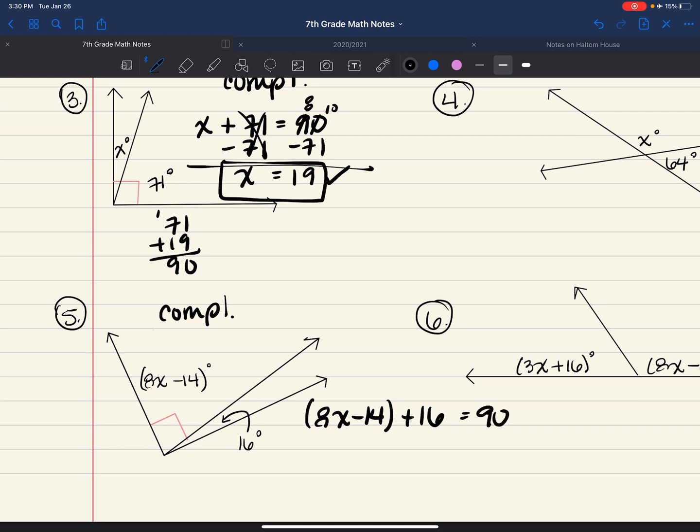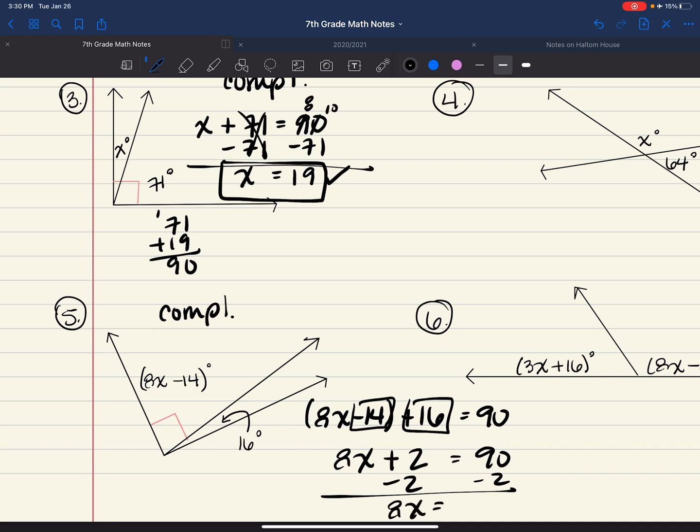Well, let's combine our like terms. I have negative 14 and positive 16 as my like terms. So 8x plus 2, because 16 minus 14 is 2, equals 90. I see addition, so I'm going to do subtraction. 8x equals 88. And then quick mental math, I know that x equals 11.